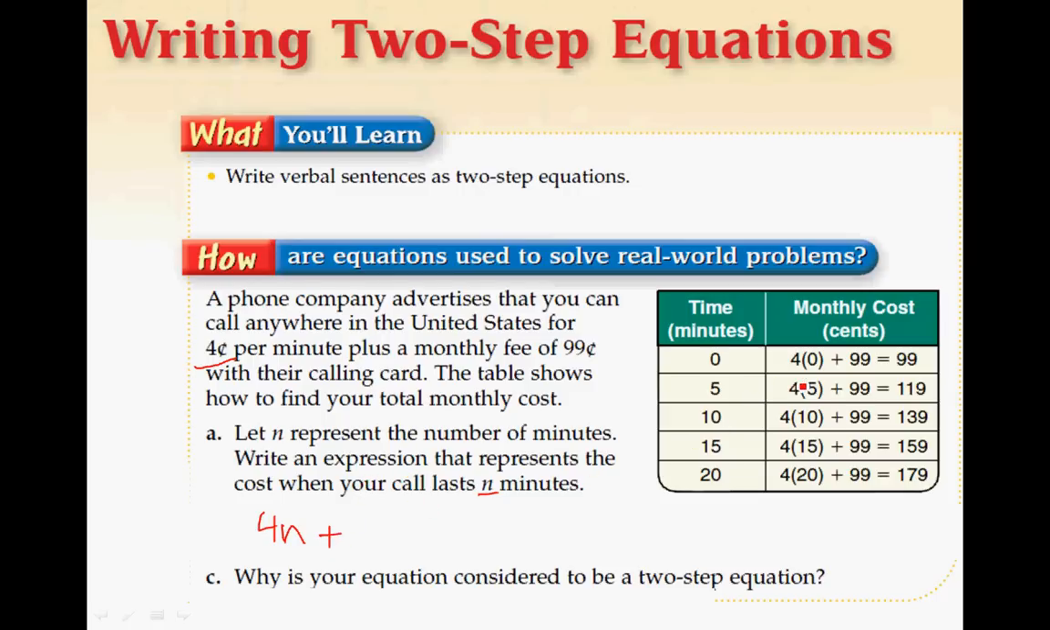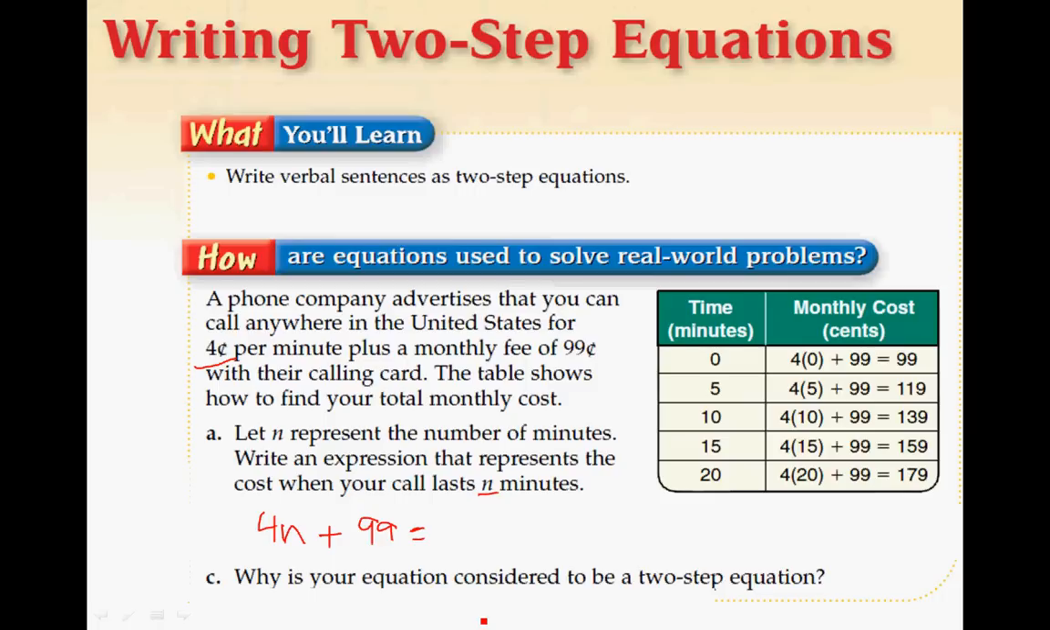If you can see what's happening here, 0 minutes would obviously be 99 cents. And let's say it was 10 minutes, it'd be 4 times 10 plus 99. So our equation for any number of minutes would be 4n plus 99 equals, and then you could figure out what that would be. In this case, it'd be 179, but in essence, this is your expression right here.